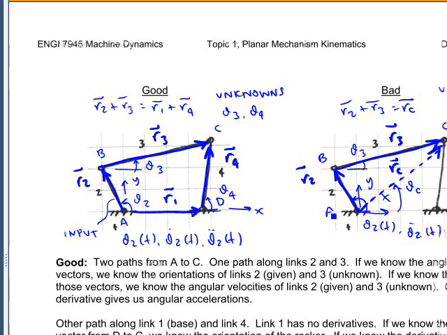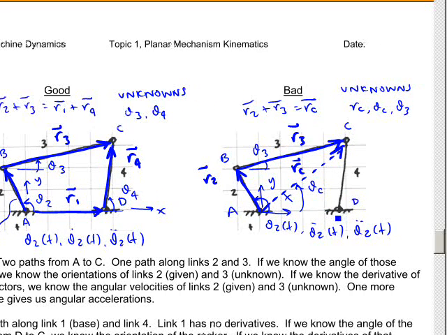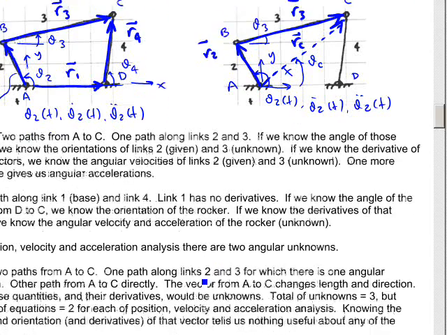Here on the bad side, I don't have a loop vector that rotates with link 4. Even if I knew RC and theta C, it wouldn't really tell me anything useful or practical about the motion of my output link. So these are things to think about when you put together loop vectors.